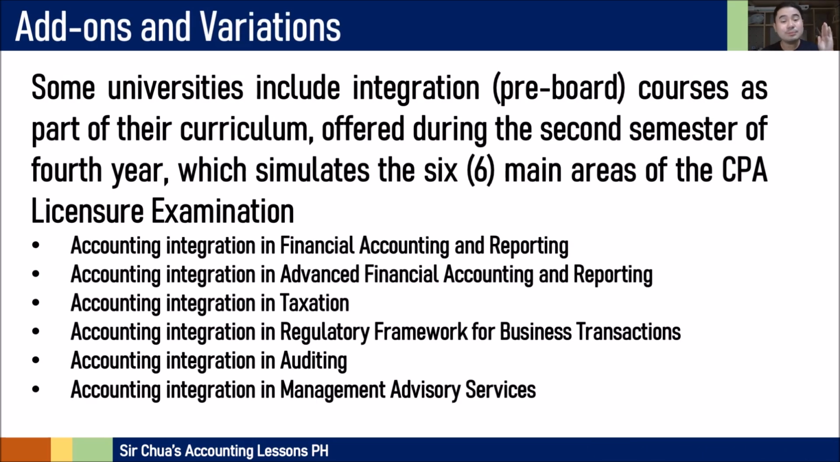Okay, so tapos na po ako sa discussion ng sinabi sa mismong memorandum order ng CHED. So kung ano yung sinabi ng CHED na mga dapat pag-aralan, I'm done with that. Now, I will be discussing with you the different add-ons and variations why the 173 units minimum goes up nearly 200 units in the whole BS Accountancy 4-year program.